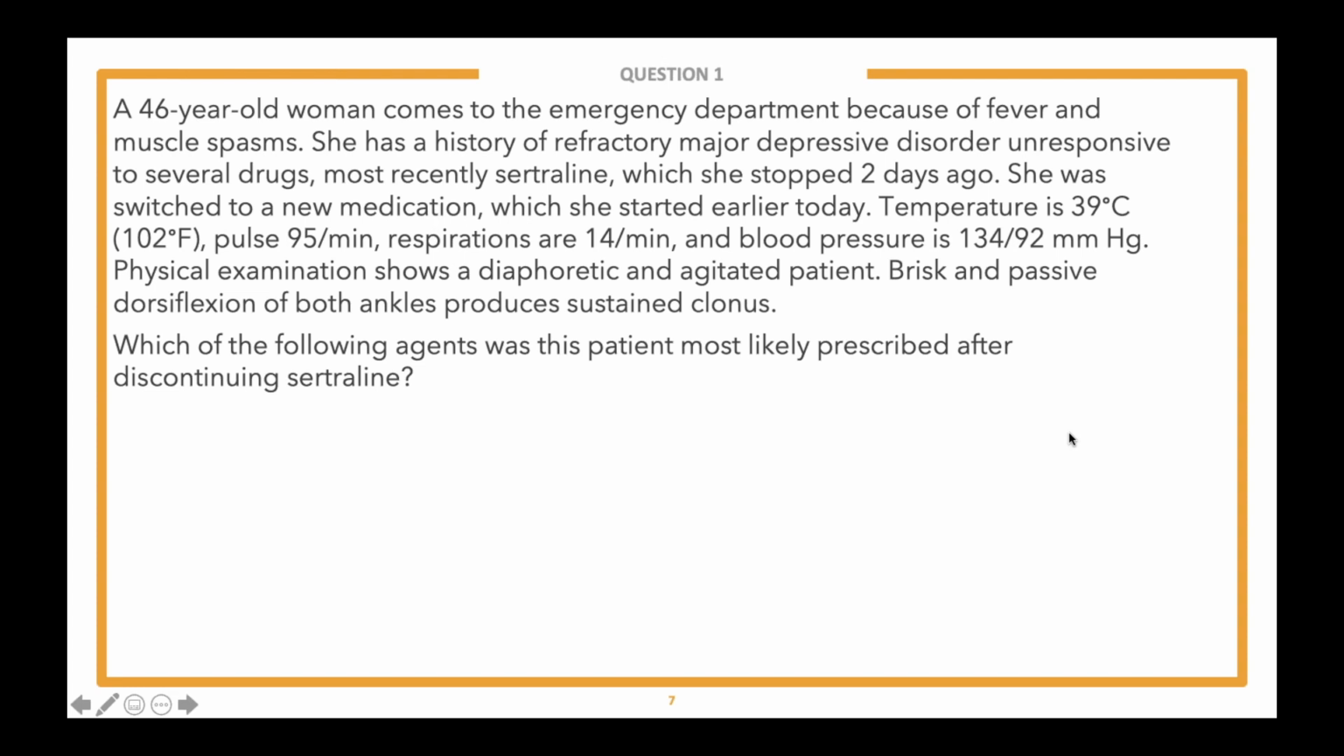Which of the following agents was this patient most likely prescribed after discontinuing sertraline? I want all of you to start thinking about the important clues in this vignette and the lead-in as I hand it off to Paras.